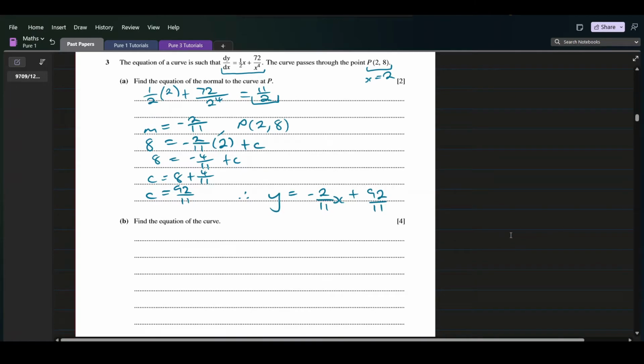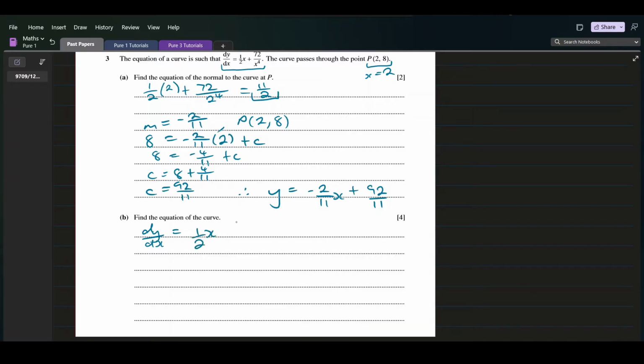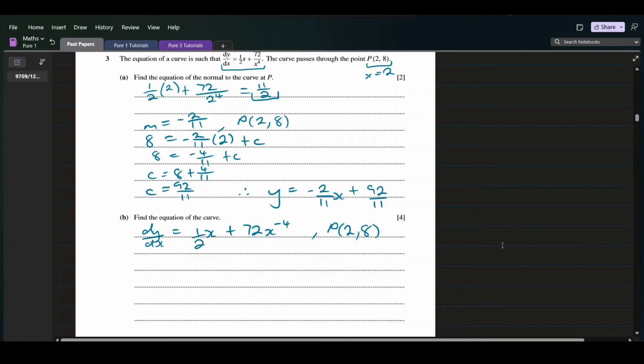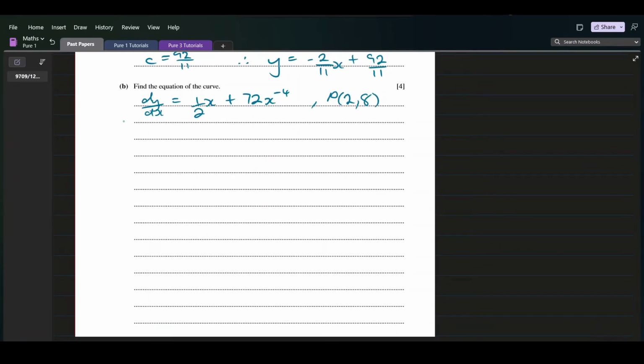Part B, find the equation of the curve. Okay, so we have dy/dx, and that's half x. I'm going to bring the x to the power 4 to the top, so it becomes 72x to the power minus 4. And we also have the point P (2, 8). So to get the equation of the curve, we have to integrate our gradient function.